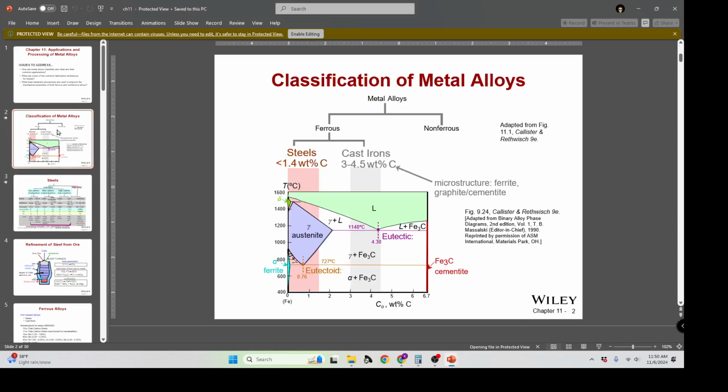For 11, we're kind of talking about the blocks of different groups of materials. So steels are below about 1.4 weight percent carbon. Most of them are in the 0.1 to 0.5 or so. A lot of them, high carbon steels for tooling and things, are up here in the upper range. Cast irons are 3 to about 4.5% carbon, and that includes this eutectic point where cast irons are cheapest to manufacture because of the lowest temperatures.